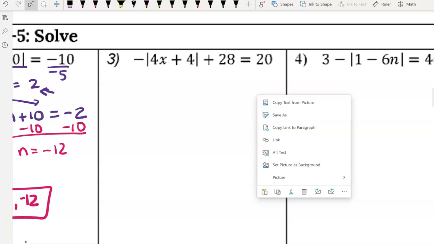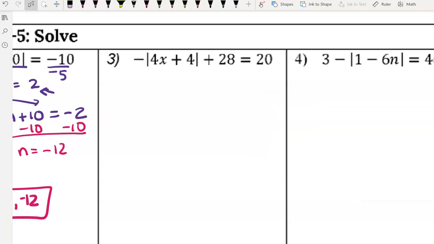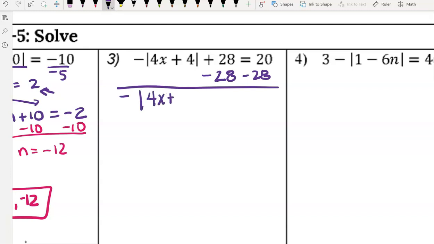Let's do the same thing to example number 3. First, remember, we want to isolate your absolute value by subtracting both sides by a -28. This will give us a negative in the front. Absolute value, 4x plus 4. If you ever see a negative in the front, students, put a -1 in there so that you know that you need to divide both sides by a -1. 20 minus 28 is going to be -8.